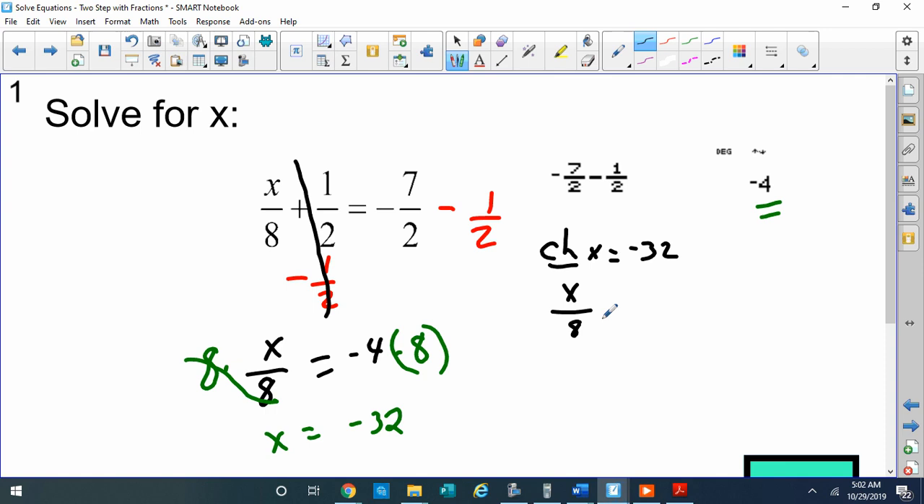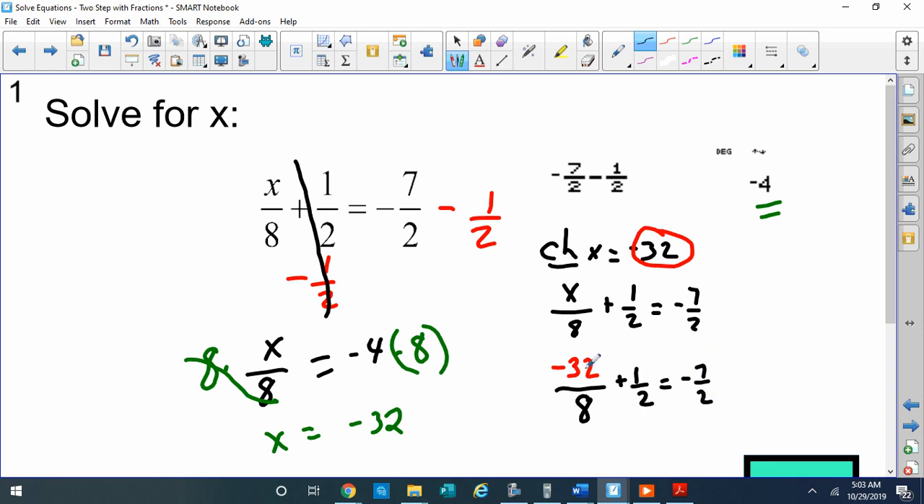over 8 and my plus 1/2 equals -7/2. So now all I'm going to do is replace the x with what we found it to be. We're saying that x is equal to -32. So I'm going to put -32 in place of the x, put everything else back, over 8 plus 1/2 equals -7/2.